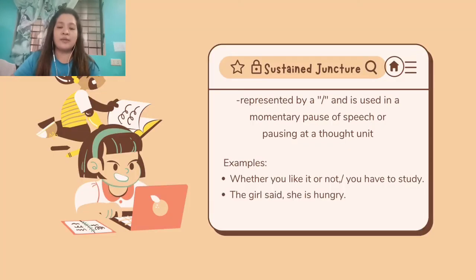Sustained juncture is represented by a backslash and is used as a momentary pause of speech or pausing at a thought unit. Examples are, whether you like it or not, you have to study. There is a backslash between not and you. The girl said she is hungry. The teacher says the class is noisy.